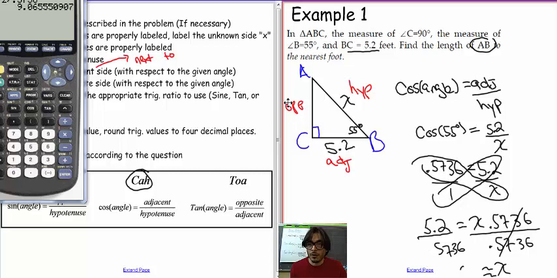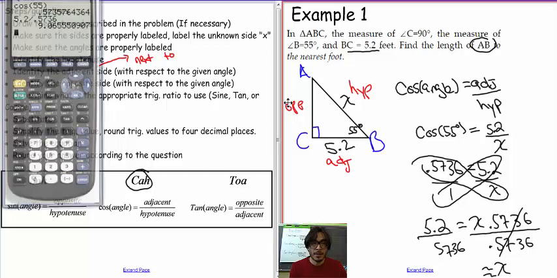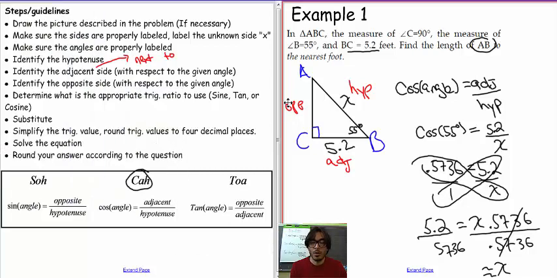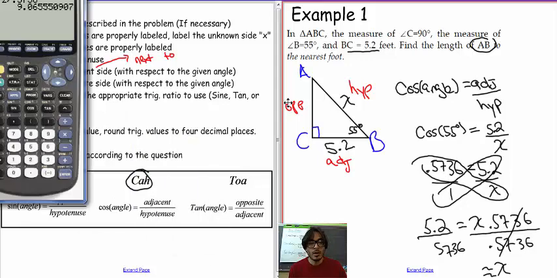Or why don't we just round it to the nearest foot, right? It says here to round it to the nearest foot. So let me actually go ahead and follow that. And that's the last step. Round your answer according to the question. So I almost blew it there because I didn't go back and read it. So I have to round to the nearest foot. So that's rounding to the nearest whole number. So I'm going to look to the number right after the decimal. So this is going to be 9. So x is equal to 9. That's our final answer.